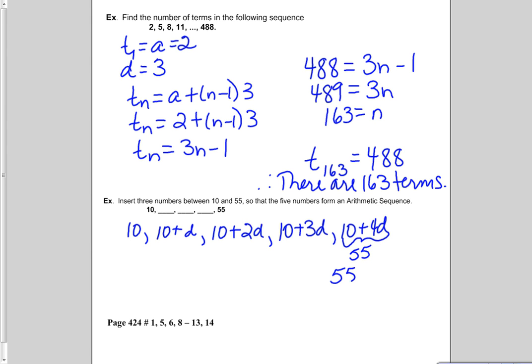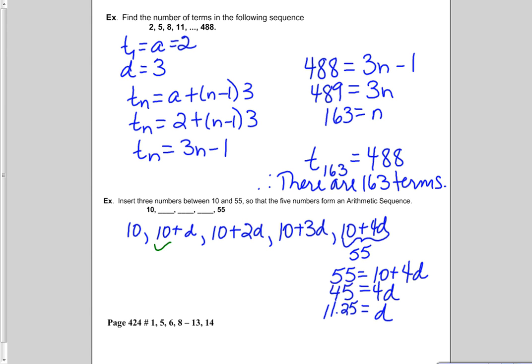So if 55 is equal to initial value plus 4 of the common difference, I'm going to subtract 10 from both sides to get 45, divide both sides by 4, and I will get 11 and a quarter. 11.25 is my common difference. So I can find the other values by substituting 11.25.